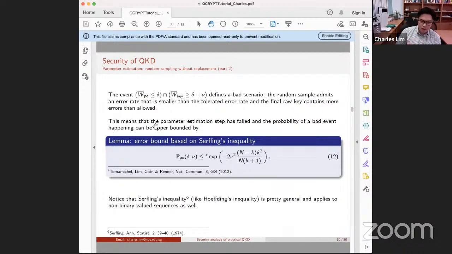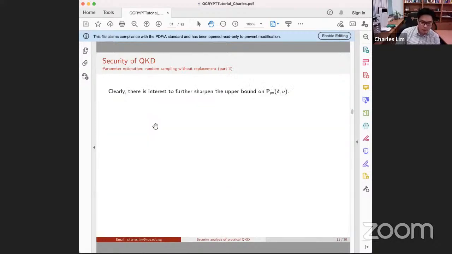And no, because this inequality proposed by Serfling is pretty generic, like the Hoeffding inequality, it also applies to non-binary valued sequences as well. And because of that, you can imagine that this kind of analysis, although it's good for a certain regime of the parameters that we're interested in, is generally not tight, right?